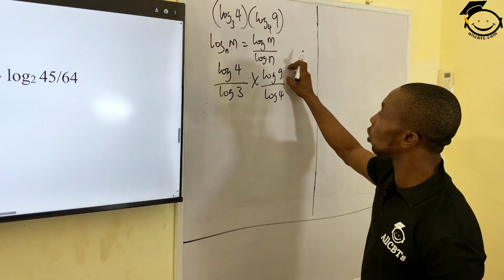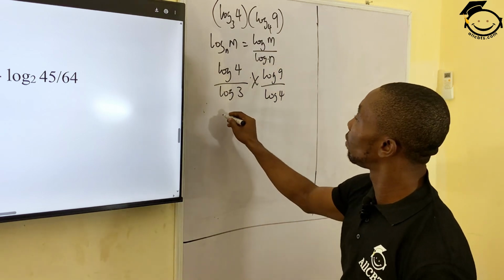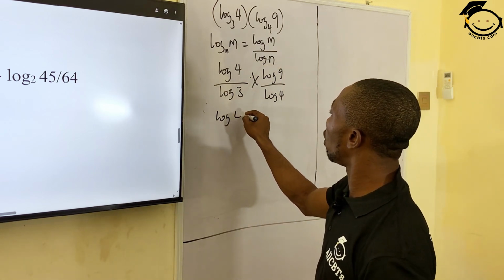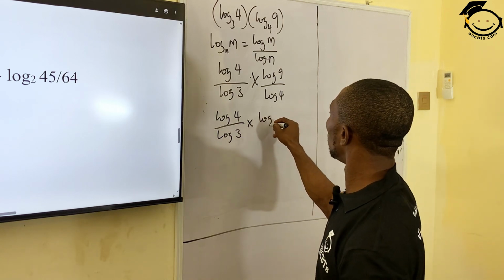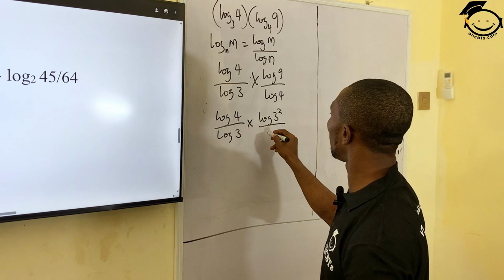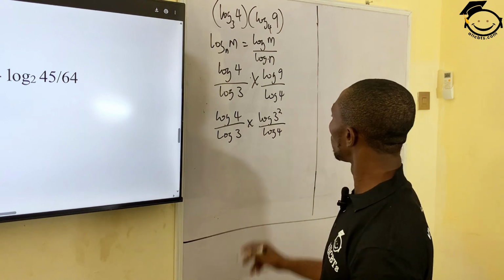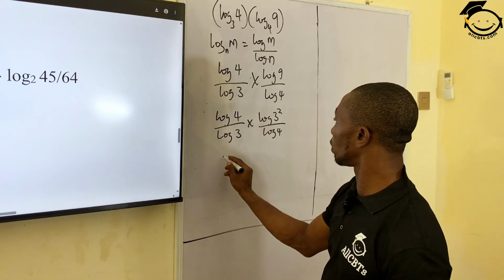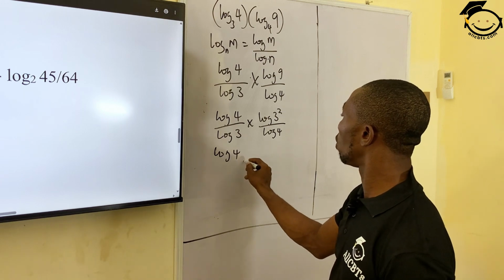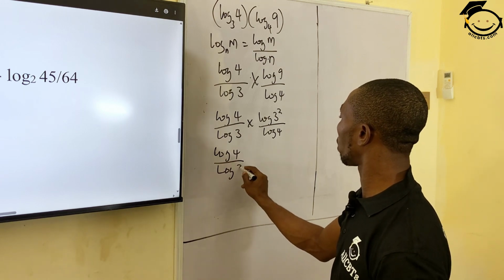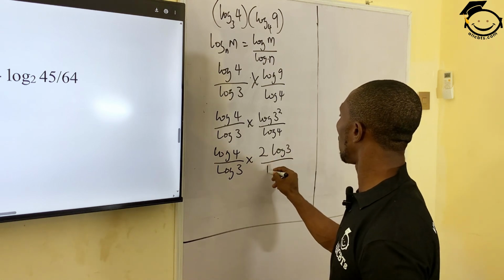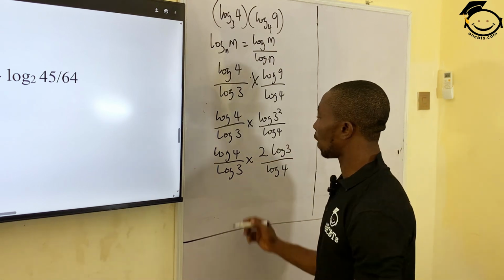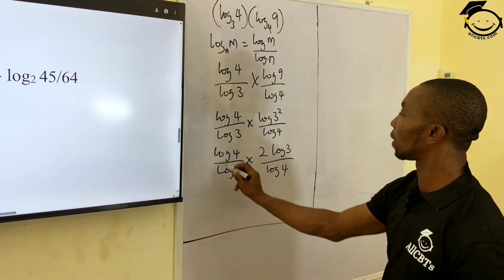Now we can break log 9 down to have log 4 over log 3 times log 3 squared over log 4. So this will now give us log 4 over log 3 times 2 log 3 over log 4. Now we have common terms of log 3 and log 4, so we can cancel out.